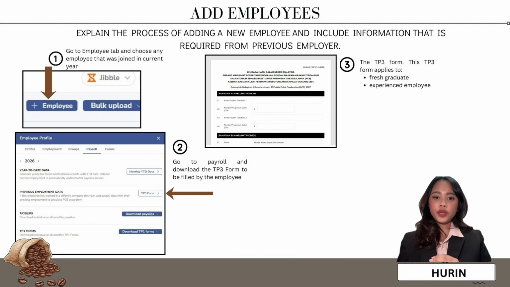Next, add a new employee and include the required information from their previous employer. Download the TP3 form from the Employees Payroll tab. Have it completed and submit it to LHDN to notify them of the new employee. Then, enter the previous employment details in Payrollpanda and import them using the CSV file for bulk upload. Finally, save the details to ensure accurate PCB calculations. This process is only required for employees who have worked for another employer in the same year.